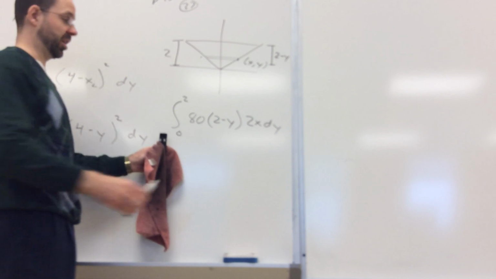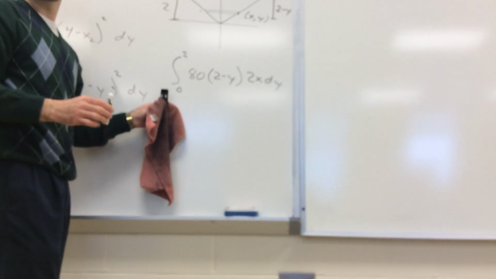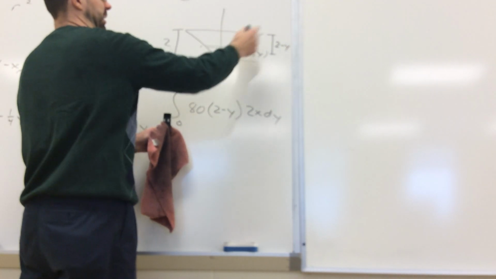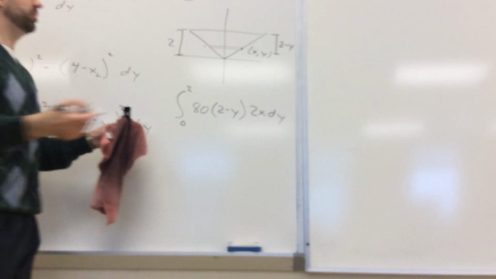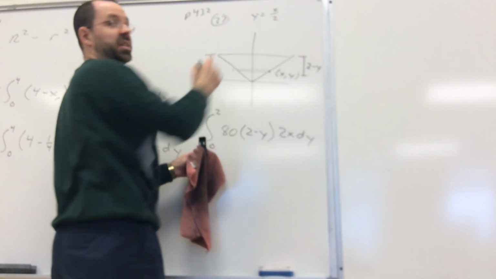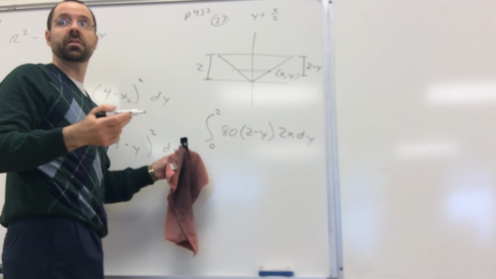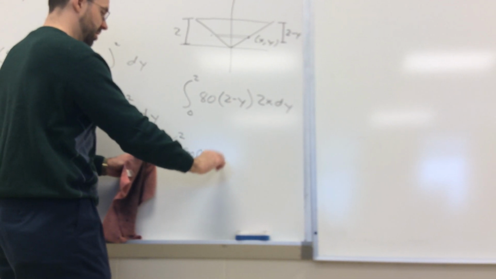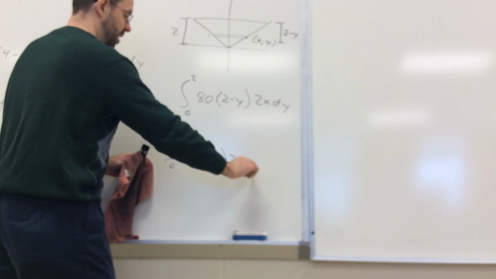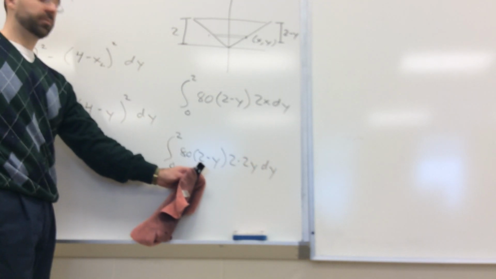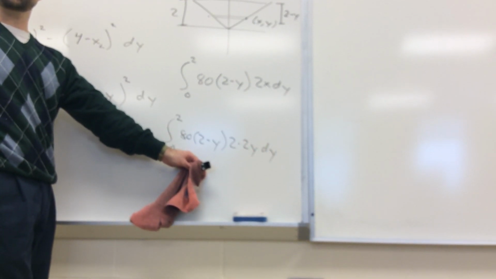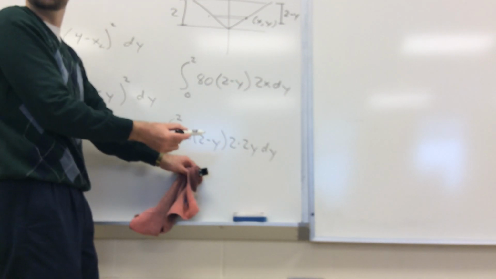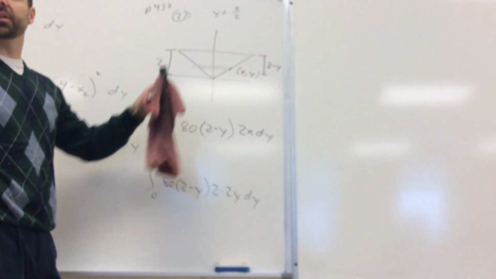Then the last thing we have to fix is we're not allowed to leave that x here, because we've got everything in terms of y. So what's the formula of this? y equals x over 2, okay. So multiply both sides by 2, and you get what x equals. So this becomes the integral from 0 to 2 of 80 times 2 minus y times 2 times 2y dy. So I just replace that x with 2y because that's what x equals based on that formula.